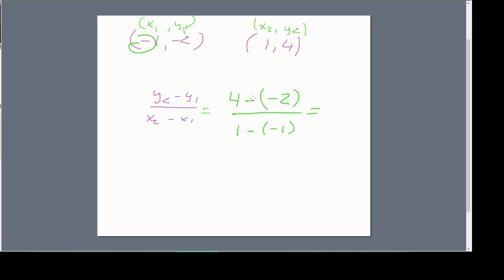Now I can look at this and I know that 2 negatives becomes a positive, so this is really going to be the same as 4 plus 2, which gives me 6. And here I have the same thing as 1 plus 1, which is going to give me 2. So I have a slope of 3. I was going to write the word 3, let's just put a number.